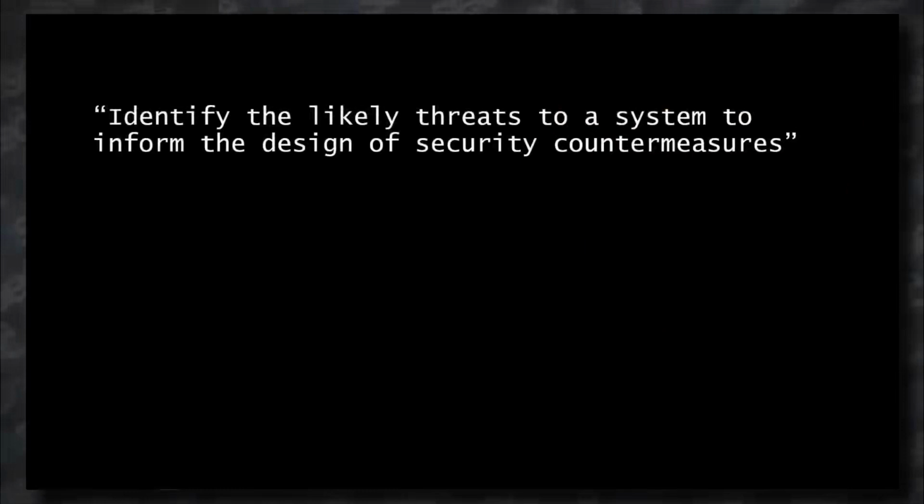And then I found the definition. Why do we threat model? It's so that we can identify the likely threats to a system to inform the design of security countermeasures. That's it. At its core, that is what threat modeling is all about. Now, where did I find that definition? I had to make it up because it doesn't exist out there anywhere. I can't talk about simplifying threat modeling to the point that we can fit it into a DevOps pipeline if I can't make the definition itself simpler. So this is where I want to begin.